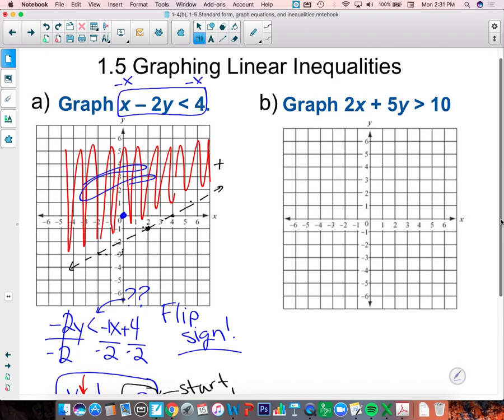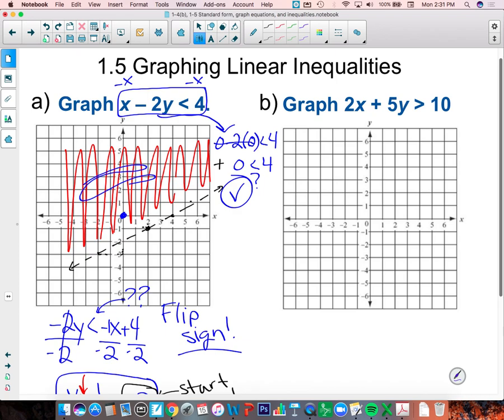So if I plug in a 0 up here, I'll do the work off to the side. So 0 minus 2 times 0 is less than 4. Everything is going to turn into a 0. Is 0 less than 4? Yes. So we did it correct. That's how you check those. You pick a point in the area where you shaded and see if it follows that inequality. All right, so let's go ahead and do the next one together, and then I'll have you guys do a couple on your own.